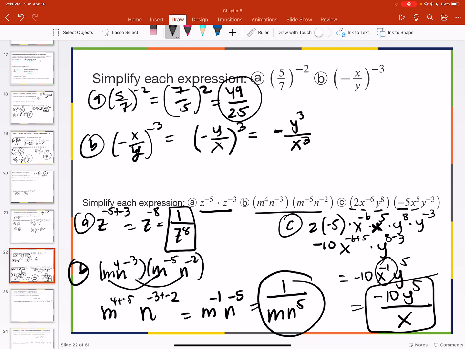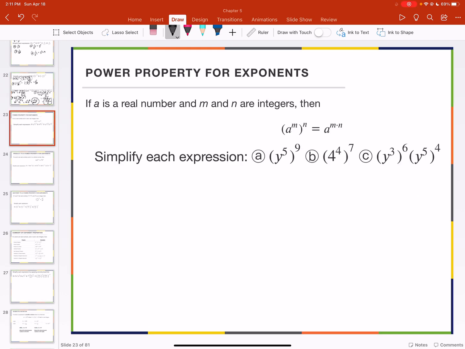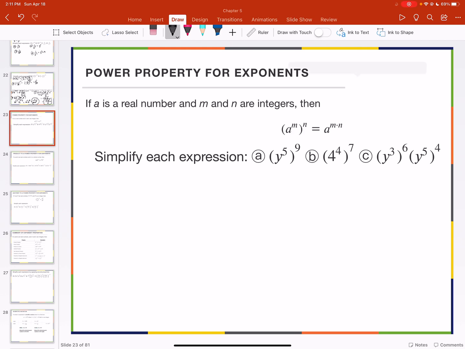Okay. All right. Let's talk about the next thing, power property. Suppose you have 3 squared and you raise that to the 3rd power. So what does that mean? That means repeated multiplication. So basically you have 3 squared times 3 squared times 3 squared. So then 2 plus 2 plus 2, that's 3 to the 6th power. So notice what else? 2 times 3 is 6.